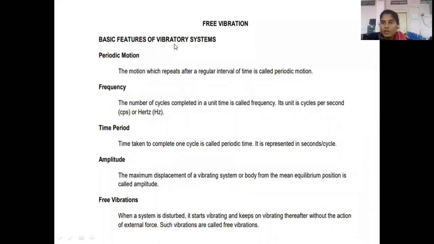So such types of definitions will be asked to you in MCQ-based questions. Okay, practically an MCQ will be there: the motion which repeats after a regular interval of time is called a dash dash dash. The options: frequency, amplitude, time period, and the last option is the periodic motion. So likewise questions will be asked to you. So you should know that the motion which repeats after a regular interval of time is known as a periodic motion. Okay, that you should know.